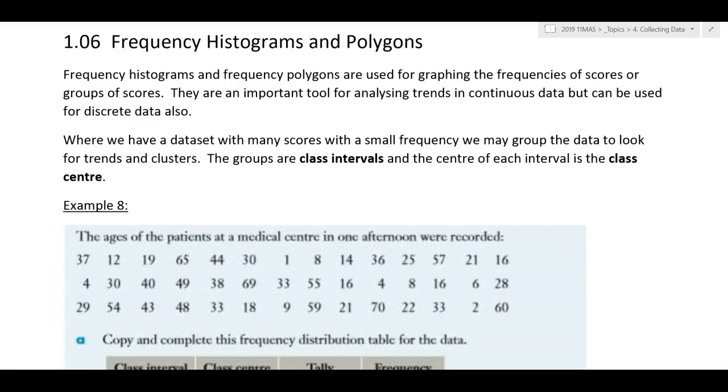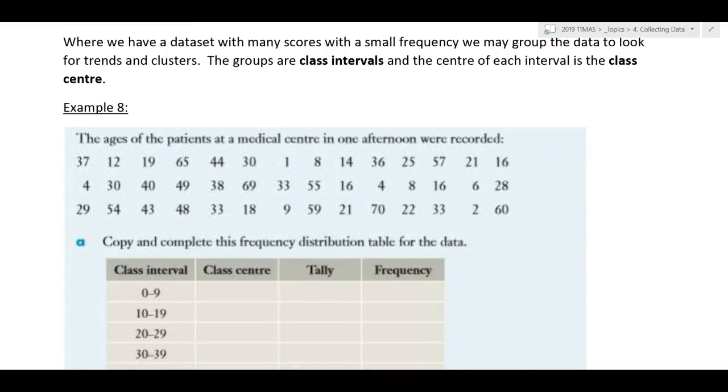So, when we group it together, we call those class intervals. And for the purpose of doing some other stats on our data, it's helpful to have a class center. So we just find the center of that interval. Now, here we have some data, and we are going to, first of all, group this and tally it up, work out the frequencies, and let's do that.